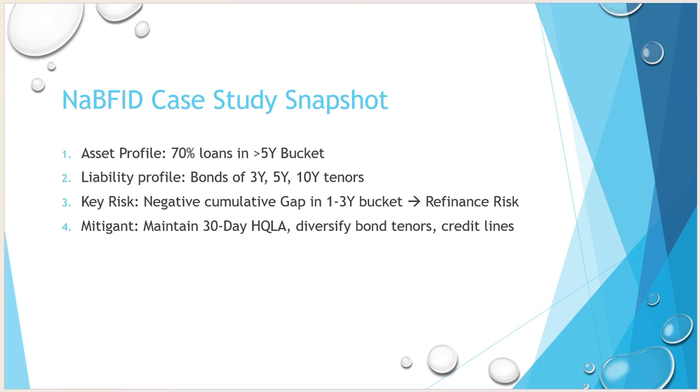If a bank like NaBFID issues bonds in the bond market, with their tenure, that is the liability where the bank is liable to pay the principal and interest to the bond borrowers. And then key risks: negative cumulative gap in the 1 to 3 year bucket and refinancing risk. Mitigation is to maintain 30 days of HQLA, high quality liquid assets, which are the most important, and to diversify the bond tenure and credit lines. So this is the case study we understand.